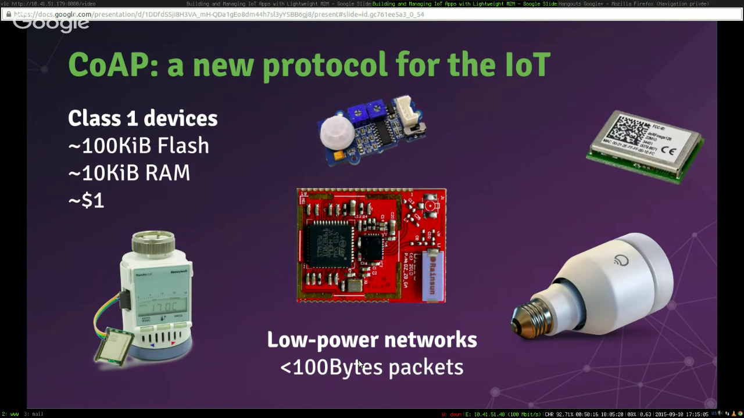So the CoAP protocol was born at the IETF, and the idea behind CoAP is to address this kind of network and to connect the last mile, the low power networks, the low power sensors, to the internet, something we weren't able to do previously. It's targeting very low power networks, as I said, but also very cheap devices with microcontrollers, with few kilobytes of RAM, few kilobytes of flash, and low power consumption.